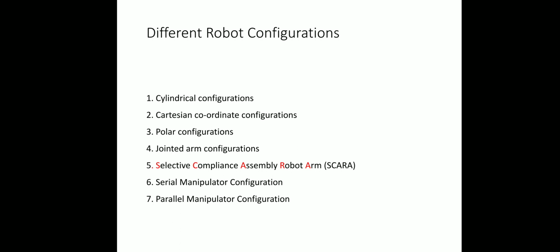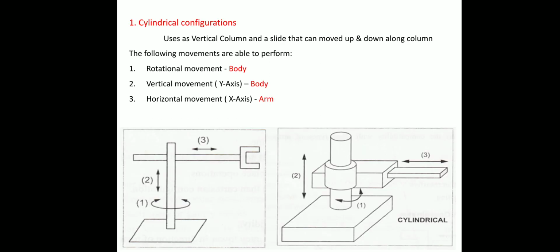For example, cylindrical configuration means it is able to reach a cylindrical volume. That's why we call it cylindrical configuration. It has a rotational movement, one vertical movement, and also a horizontal movement in the x direction. So it will reach like a cylindrical volume. So it is called cylindrical configuration.